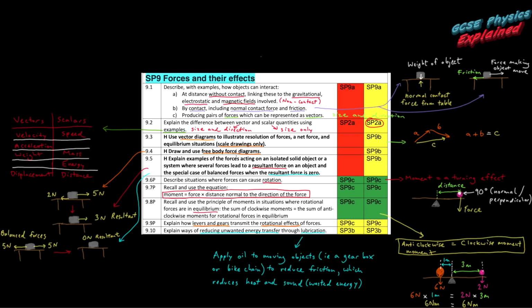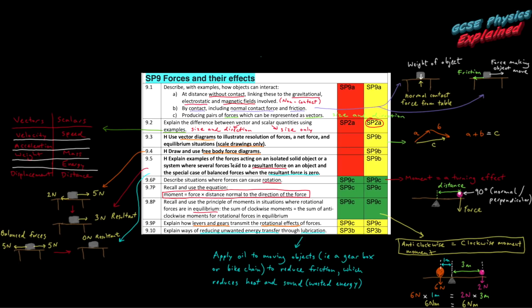Draw and use free body force diagrams. So that's just these here. Not as complicated as it sounds. If you've got 5 newtons of force pushing to the right and 2 newtons to the left, then that'll end up as a resultant of 3 newtons to the right.